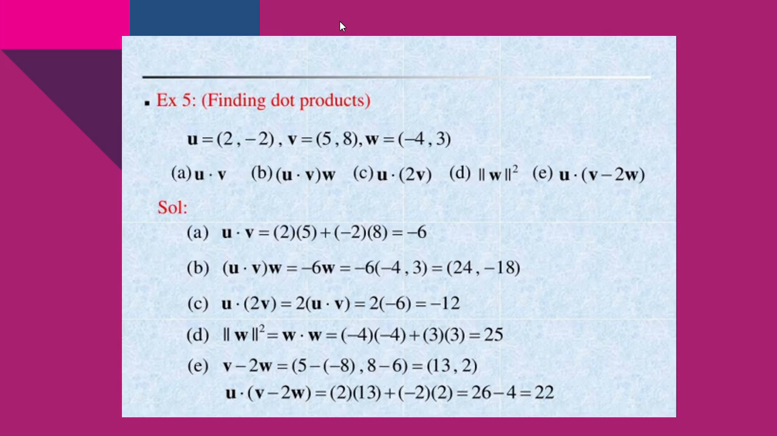And for C, u dot 2v, this is the same as 2 times u dot v, so 2 times negative 6 equals negative 12. And for D, the length of w squared is the same as w dot w. So negative 4 times negative 4 plus 3 times 3 equals 16 plus 9, which is 25. And for E, u dot (v minus 2w), we first compute v minus 2w, which is equal to (13, 2). Then dot it with u, so 2 times 13 plus negative 2 times 2 equals 26 minus 4, which is 22.